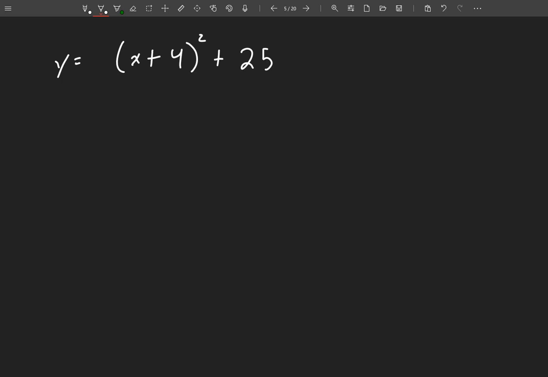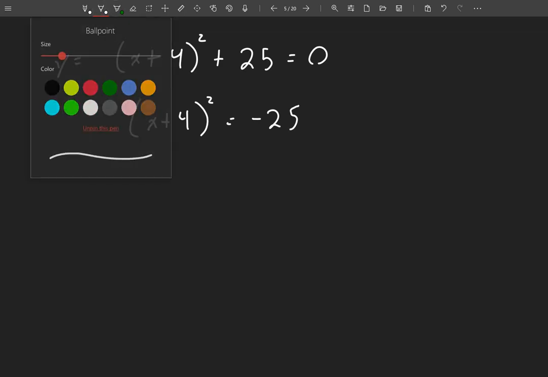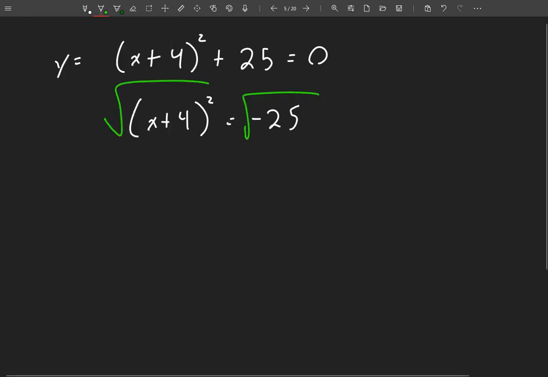Okay. So if I set this equal to 0, I move the 25 over. I have x plus 4 squared equals negative 25. At this point on the left, there's nothing else left except for something squared. So at this point, I can take the square root. That's all I have left to do. But now I run into a problem, don't I? Because while I can do that on the left side, you cannot take the square root of a negative number, at least not in the context in which we are working.